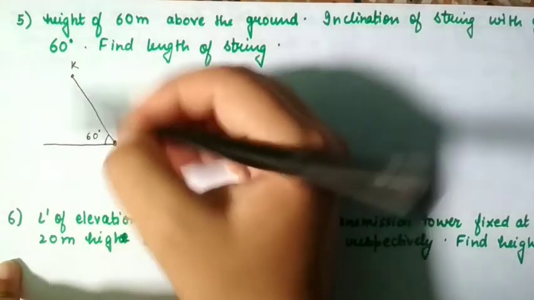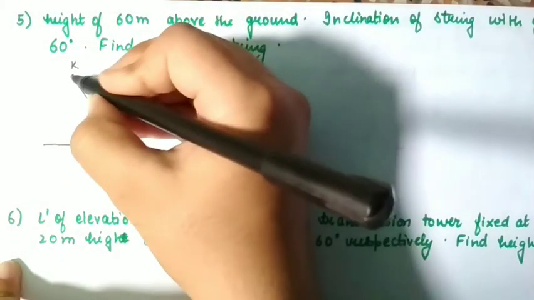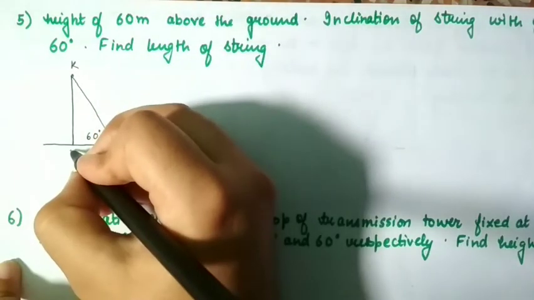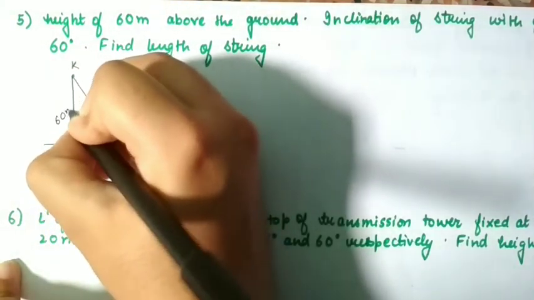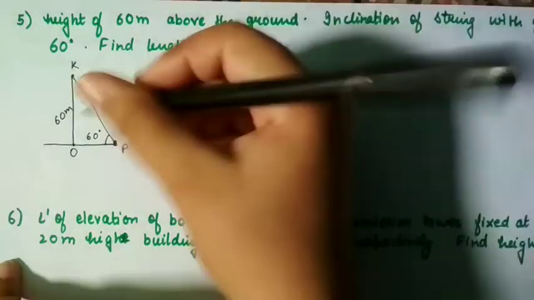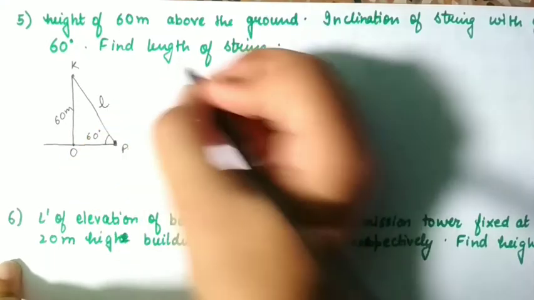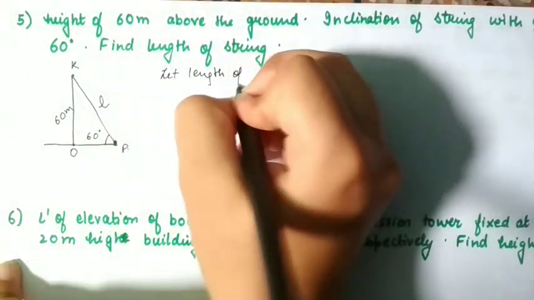And the height at which the kite is flying is given to be 60 meters. Therefore, this height is always perpendicular. So this is O. So this is given to be 60 meters. We need to find the length of the string. It means we need to find KP. Let it be L. Let length of string be L.